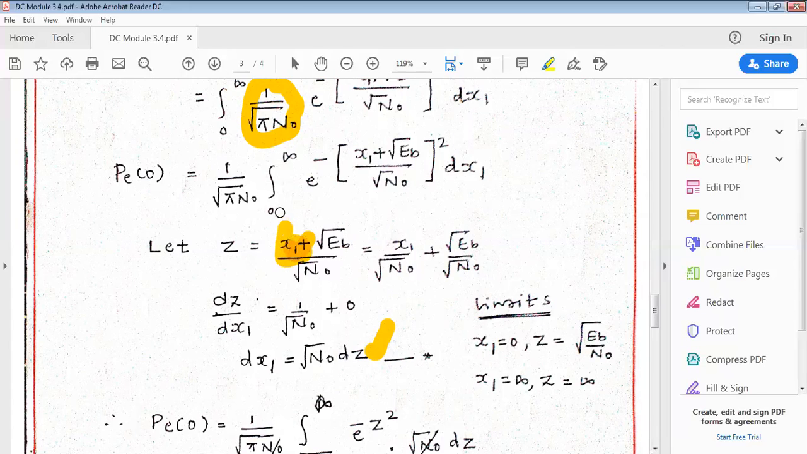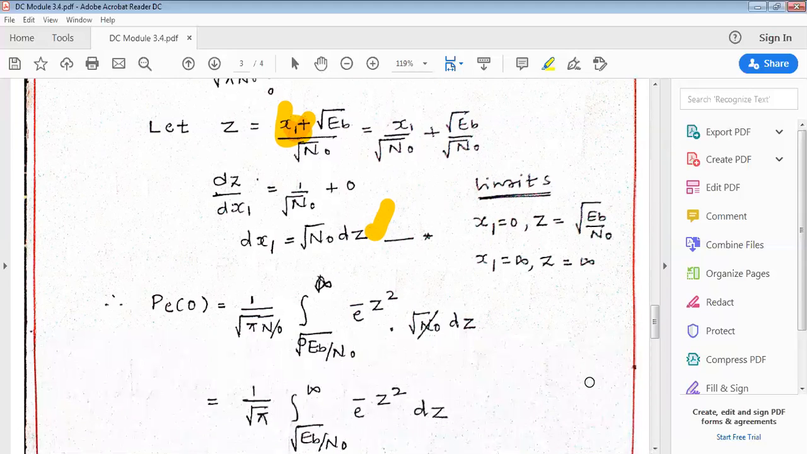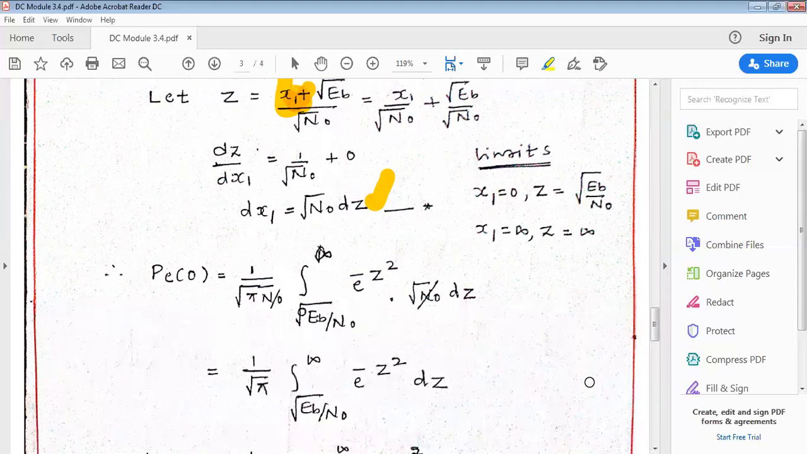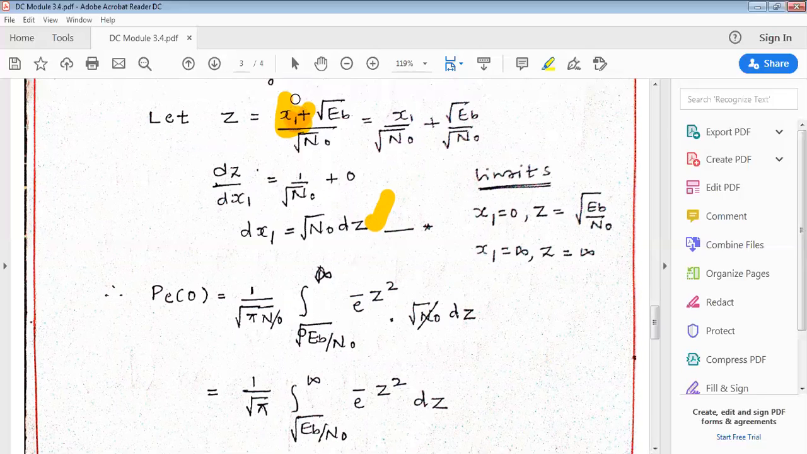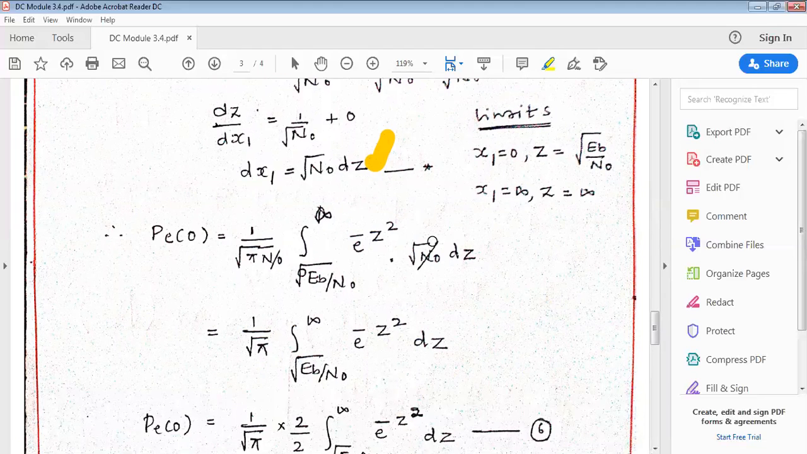And when x1 is infinity, z is also what? Infinity. So now let us make the change in the limits from x1 to z. I will keep this 1 divided by square root of pi into N naught as it is. Now the limits are square root of Eb by N naught to infinity, e raised to minus z square, into dx1, which is nothing but square root of N naught into dz.